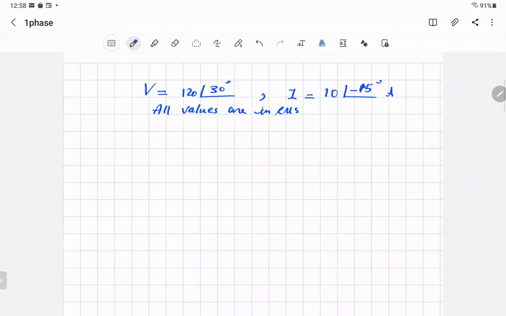If you are just asked about the apparent power, it's very simple. Apparent power, we'll just write like that, S, apparent power.